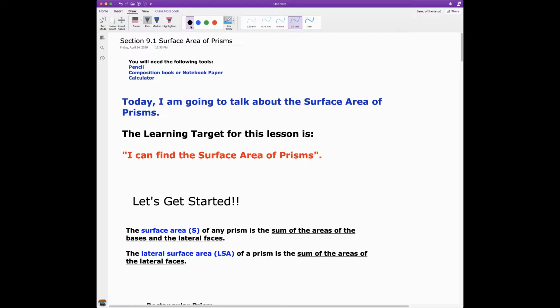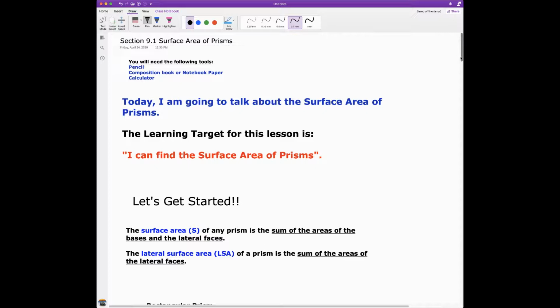Hey everybody, Mr. Odom here, and I am going to talk to you today about how to find the surface area of a prism. And we're going to focus on two different types of prisms. We're going to be looking at the rectangular prism and the triangular prism.